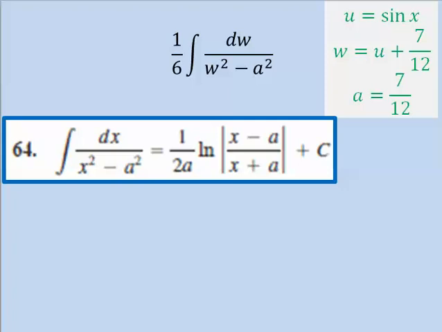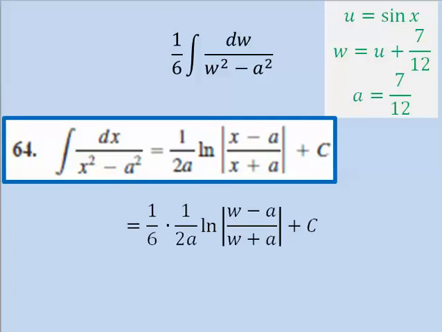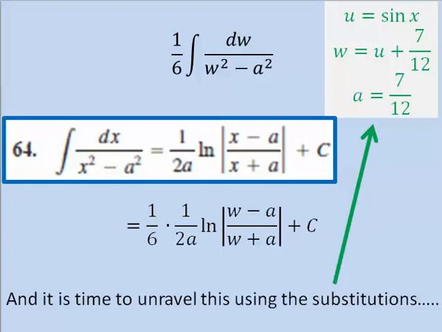Just keep in mind that instead of x, we'll be using w, and also keep in mind that we can't drop that 1 over 6. So using the formula, I get that my integral is equal to 1 over 6 times 1 over 2a ln of w minus a over w plus a. All of that plus c. And now that we have the integral done, it's time to unravel using substitutions.